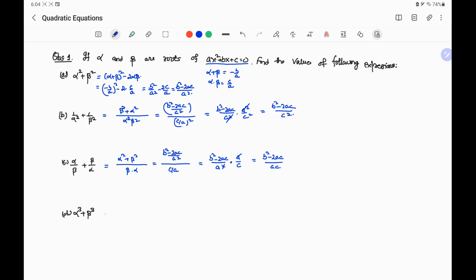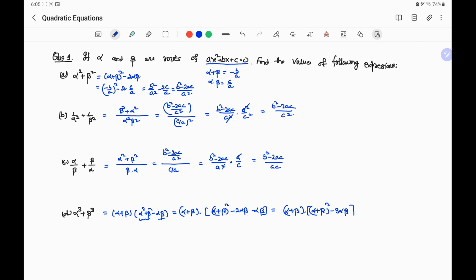And part D is alpha cube plus beta cube. We can write it as alpha plus beta by taking the factors, and other factor is alpha square plus beta square minus alpha beta. It can be further written as alpha plus beta into, this alpha square plus beta square can be written as alpha plus beta whole square, and then minus 2 alpha beta, and rest is minus alpha beta. So we can write it as alpha plus beta into alpha plus beta whole square minus 3 alpha beta.